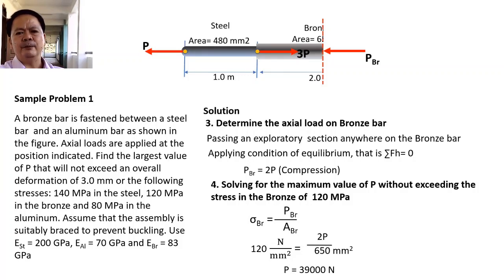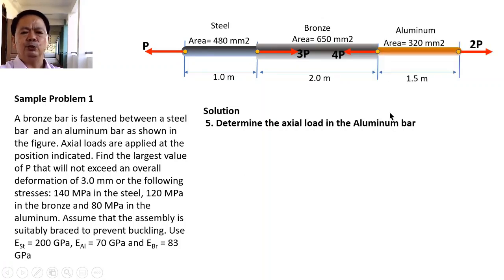So far we have solved two values of P. One value is when steel is being considered, and we got a value of 67,200. While the other one is when the bronze is considered, and we have a value of 39,000 Newton. But because we still also have aluminum, we also have to consider what will be the maximum load P that can be applied considering the strength of the aluminum.